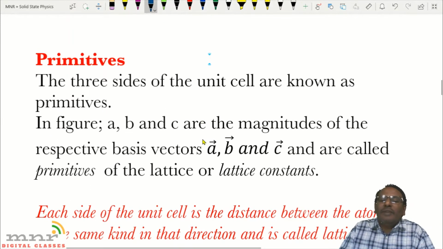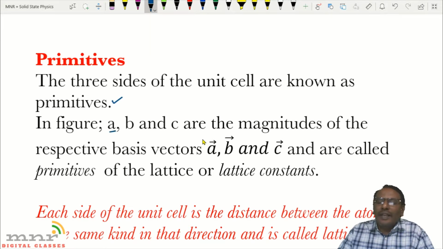Now, primitives of the unit cell. There are three sides of the unit cell. These three sides of the unit cell are called primitives. In the figure, a, b, c are the magnitudes of the respective basis vectors a bar, b bar and c bar, and these three magnitudes are called the primitives of the lattice or lattice constants.